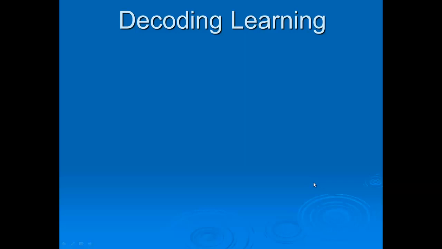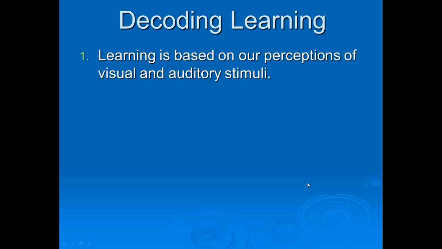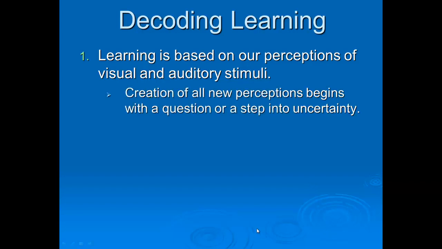So decoding learning has many factors. There's a lot of research out there. We're only going to talk about some basic facts. Learning is based on our perceptions of visual and auditory stimuli, like we talked about. Creation of all new perception begins with a question or a step into uncertainty. And some of us are more comfortable stepping into uncertainty, and others of us are very, very comfortable just being in a comfortable situation where we're always certain of what our surroundings and environment are like.